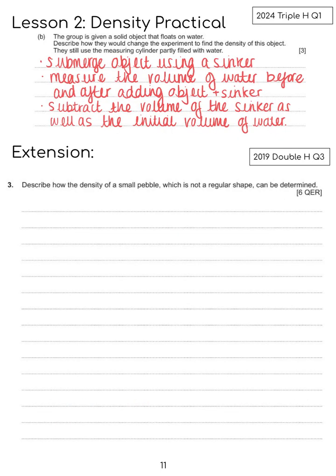Part B of that question talks about an object that floats on water and how we could change the experiment. First, you want to submerge your object using a sinker or a weight. You then want to mention you're still measuring the volume of water before and after, but the difference is that you'd also need to subtract the volume of the sinker as well as subtracting the initial volume of the water to find out the volume of your unknown object.